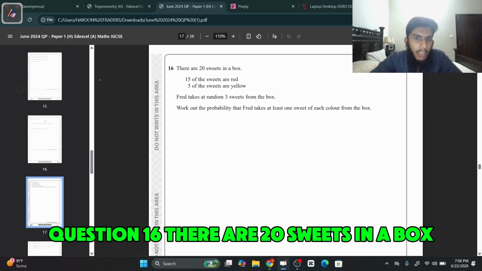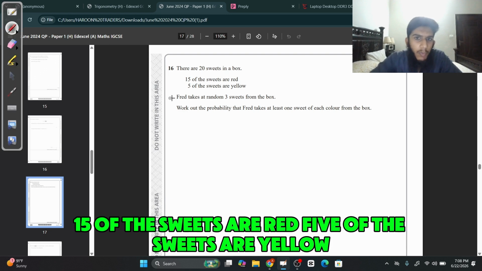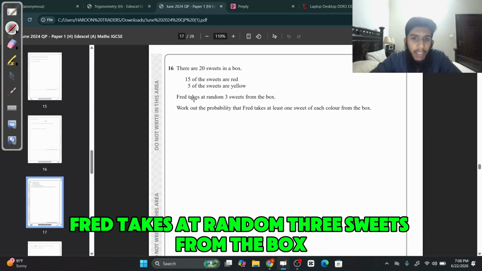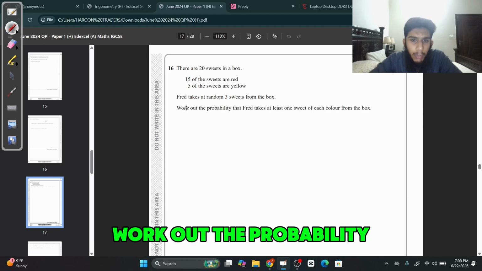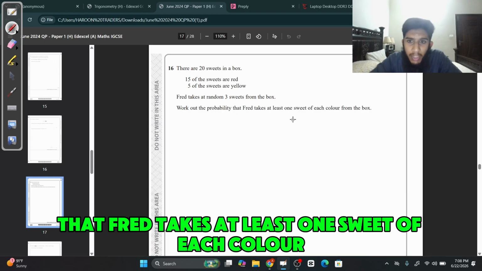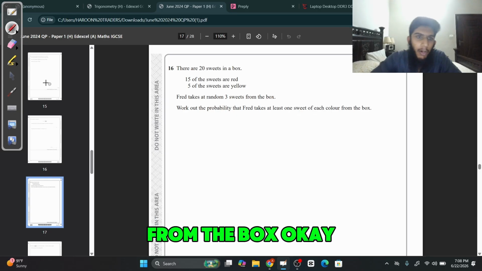Okay, let's see question 16. There are 20 sweets in a box. 15 of the sweets are red. 5 of the sweets are yellow. Fred takes at random 3 sweets from the box. Work out the probability that Fred takes at least 1 sweet of each color from the box.